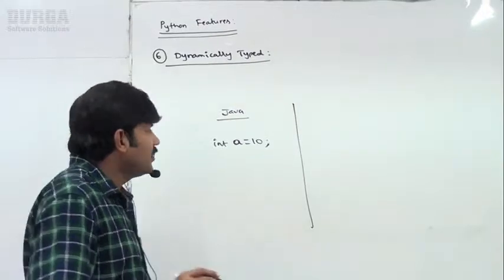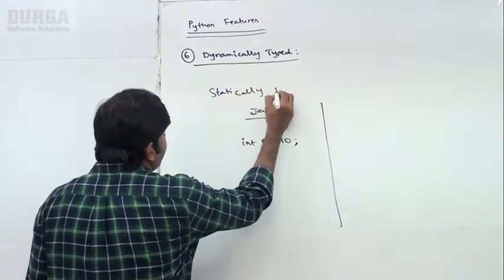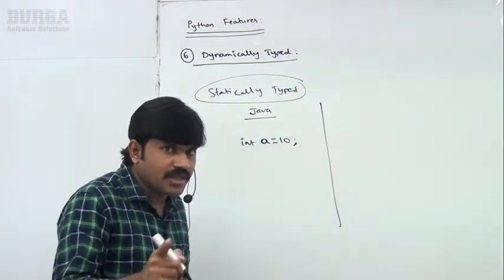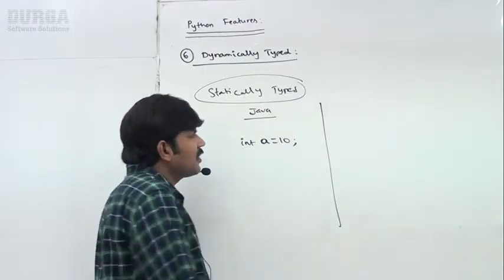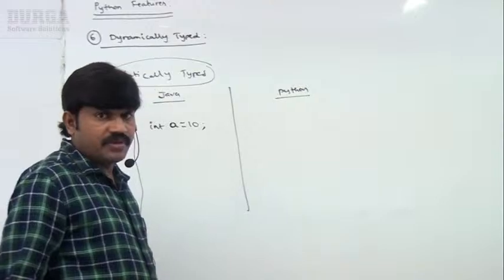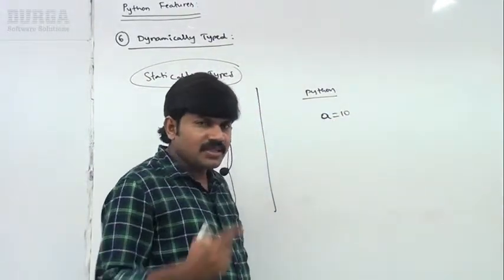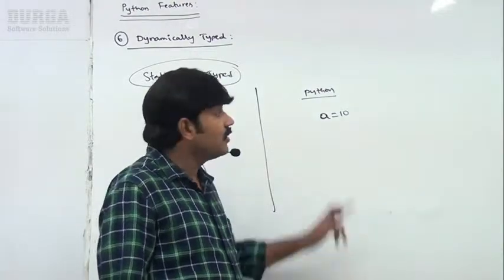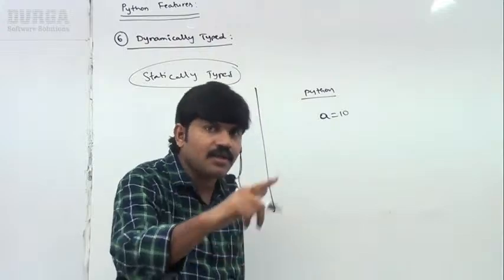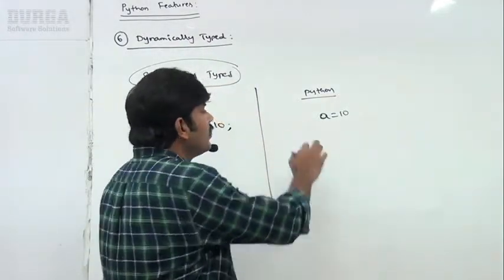Such languages are called statically typed languages. What is this word, sir? Statically typed languages. The type we have to declare compulsorily at the beginning only. But sir, in Python, what is the story? Very simple. I am taking a is equal to 10, sir. Is it accepted or not? Perfectly, it is accepted. I didn't declare the type, still it is going to be accepted. In Python, we are not required to declare type explicitly.